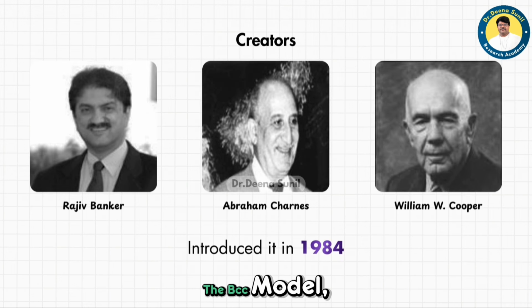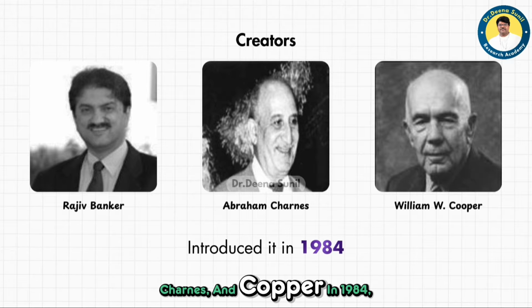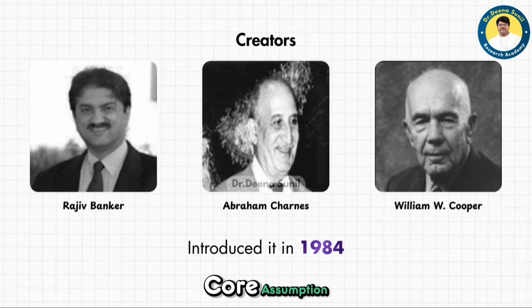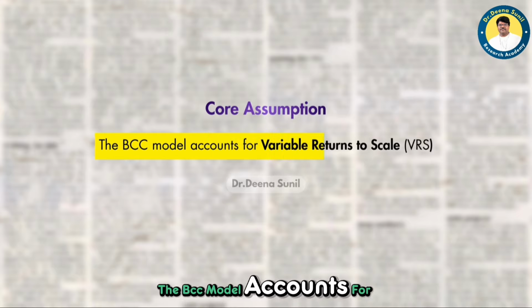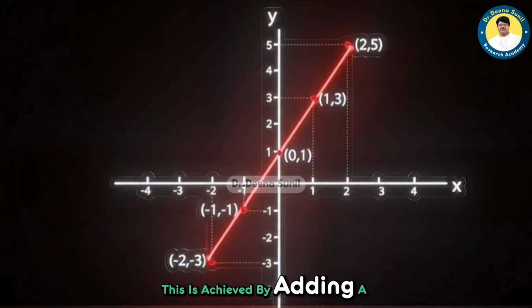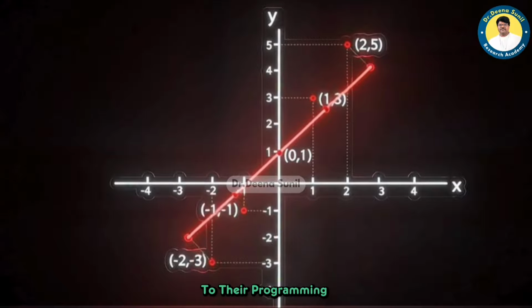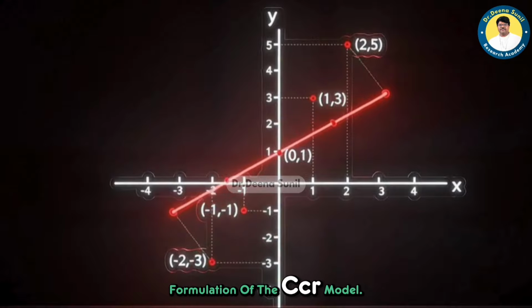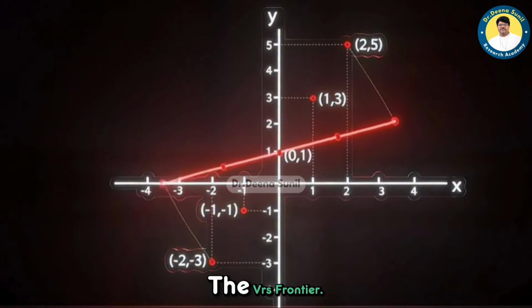The BCC model was introduced by Banker, Charnes and Cooper in 1984. Core assumption: the BCC model accounts for variable returns to scale. This is achieved by adding a convexity constraint to the linear programming formulation of the CCR model. The VRS frontier.